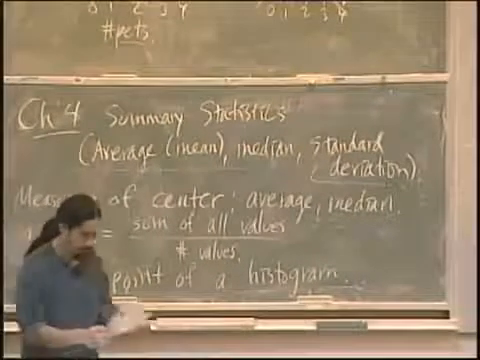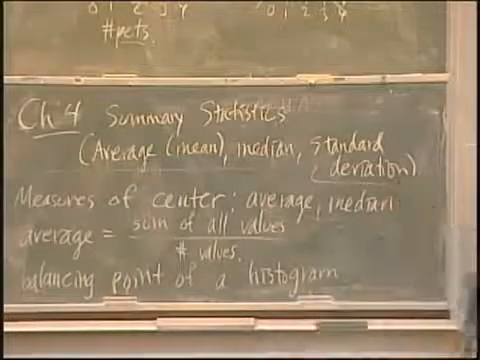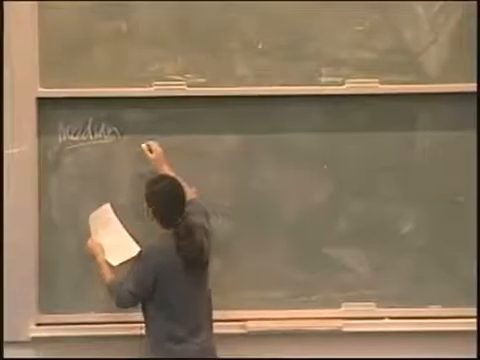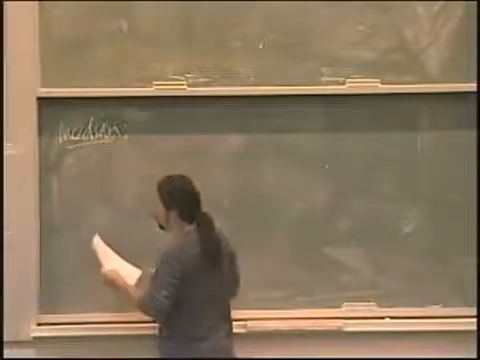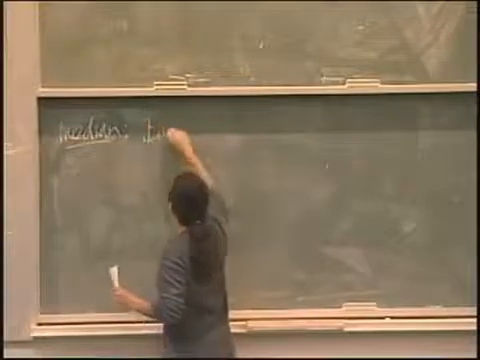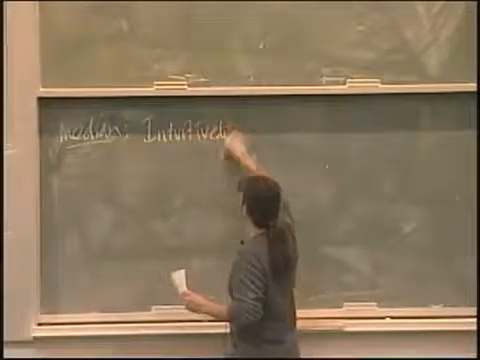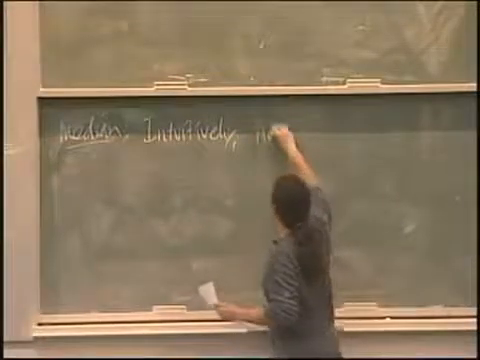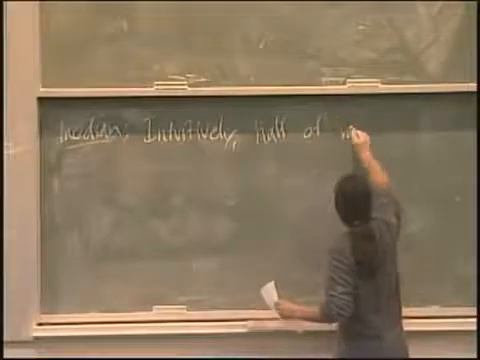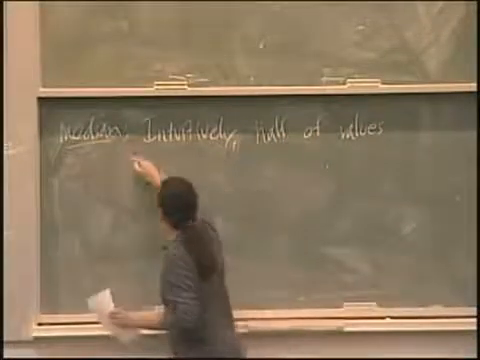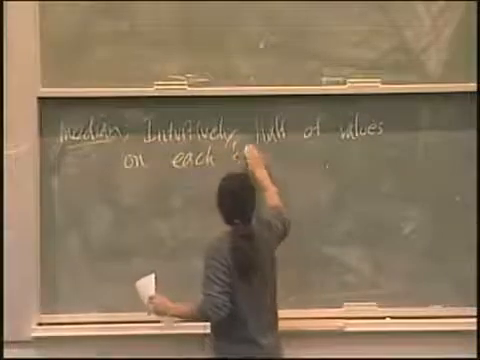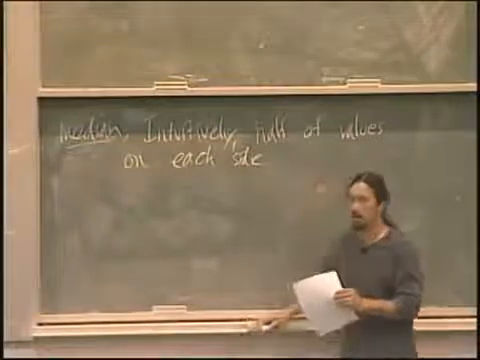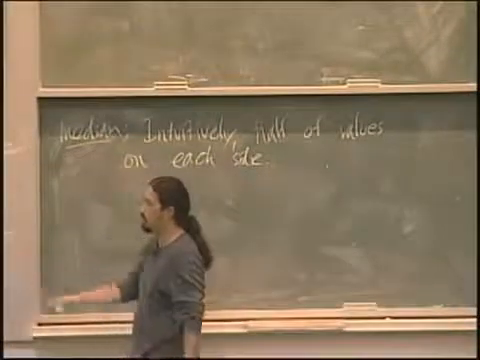Oh, I'm sorry. Let me define the median first. So just a rough definition. The median is a little bit harder to pin down in a way. So intuitively, half of the values are on each side. Okay? So that actually turns out to be different than the balancing point of a histogram, and I'll explain why in a bit.